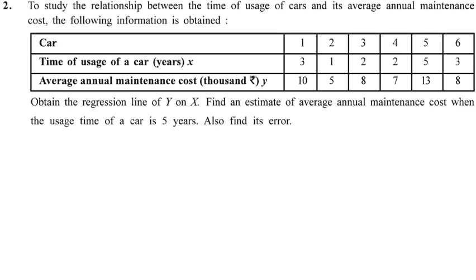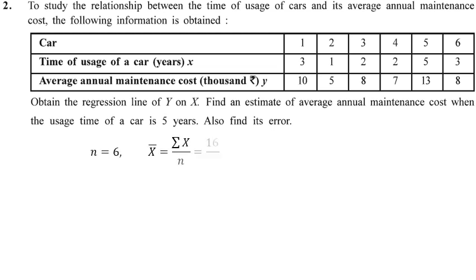The second question, we have to study the relationship between the usage of cars and its average annual maintenance cost. Means how much time a car has been used and what is its average annual maintenance cost. We have to calculate the regression line of y on x. Here the x is usage and y is the maintenance cost. Also, we have to estimate the average annual maintenance cost when the usage time of a car is 5 years. Also, we have to find its error.